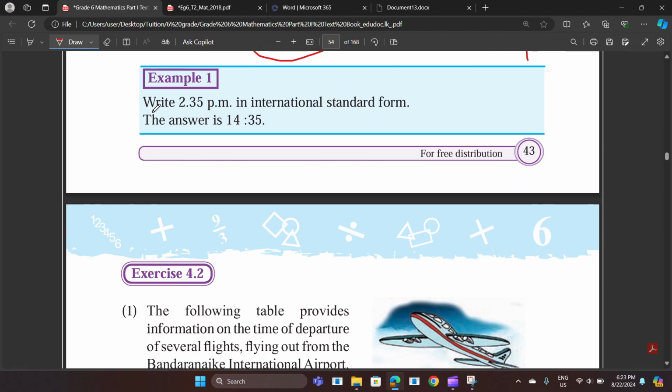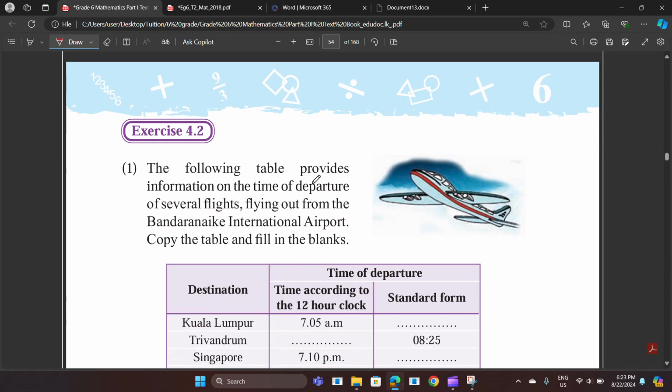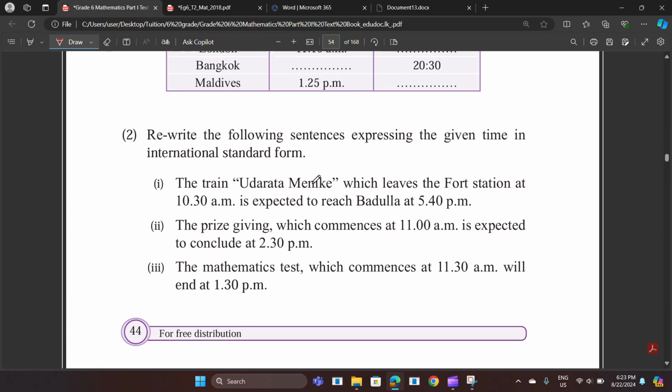So there is an example, right? 2:35 p.m. in International Standard Form. So 2 p.m. means 14:35. 35 is the same, but this 2 is changed into 14 because it is PM. It is after 12 noon. Because of that, we write 2 as 14, double dot 35. Okay, it is about the 24-hour clock.